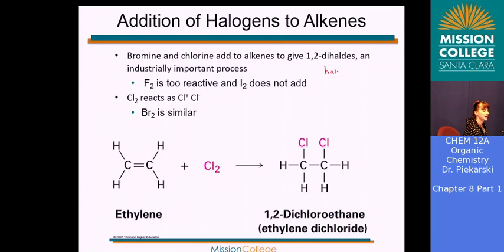I like to tell you the names. You can add them to your tables when you're organizing all your reactions. And like I said, start making your tables now. There's going to be a lot of reactions in this chapter. A halogenation reaction is just basically the addition of halogens, right? We can use bromine and chlorine to add to alkenes to give 1,2-dihalides, which is a very industrially important process. It's like a good precursor to other types of materials.